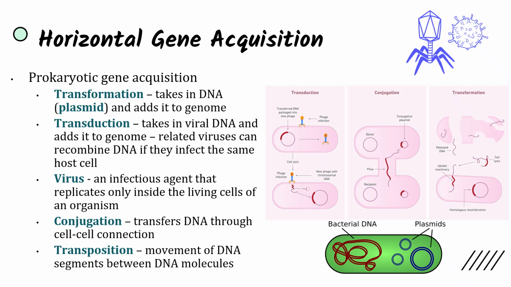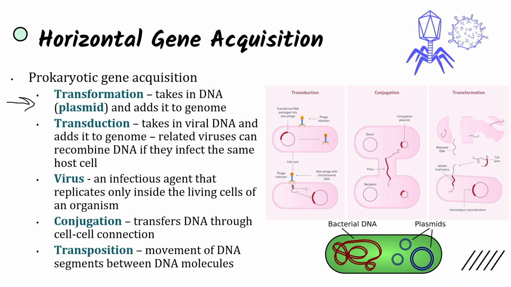Now we have to talk about horizontal gene acquisition. And so we're focusing on prokaryotic gene acquisition, and this is how the prokaryotic genome can change in addition to mutations. So the first one is known as transformation. That's when DNA is taken in the form of a plasmid and added to the genome.